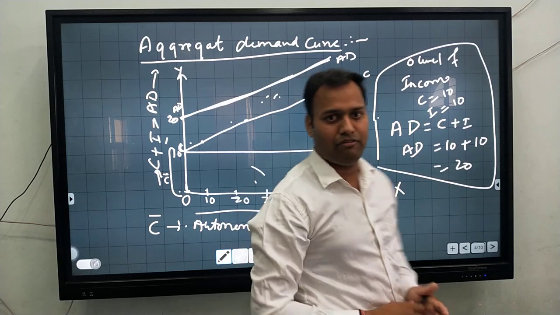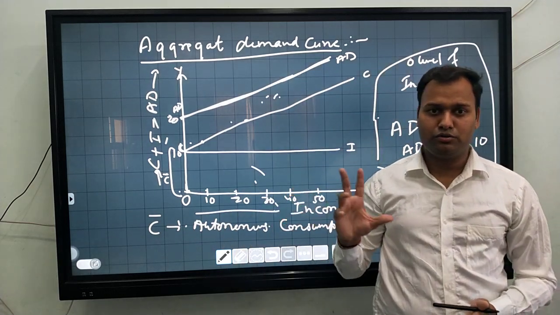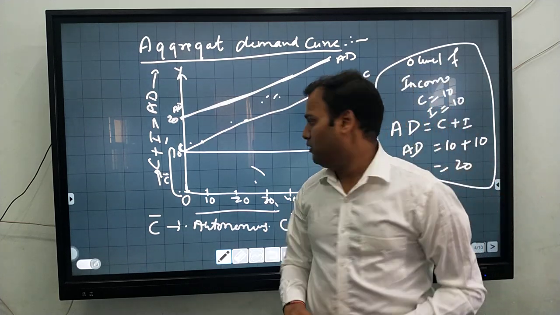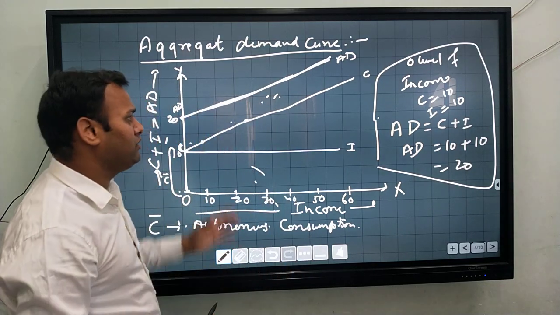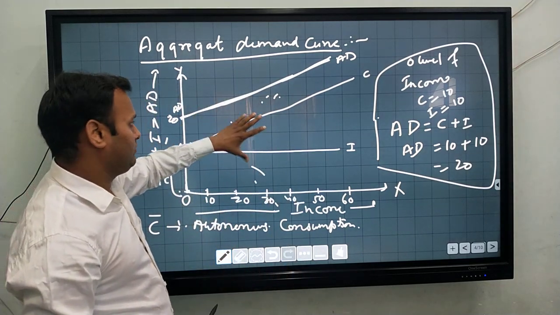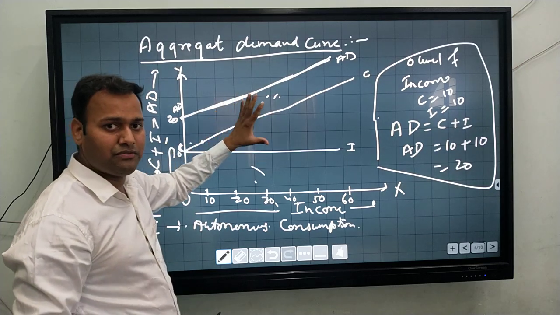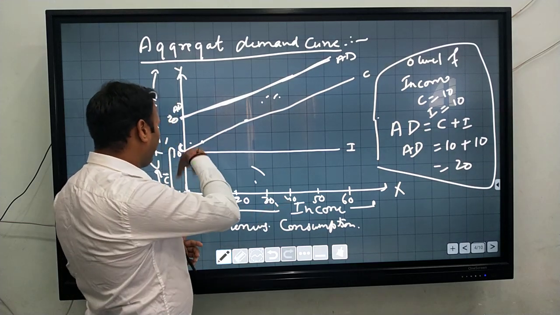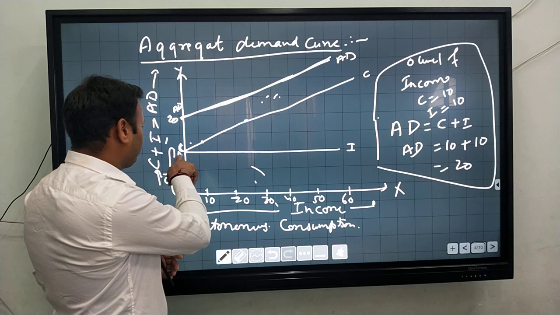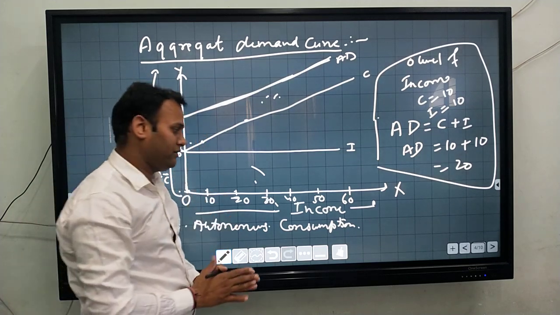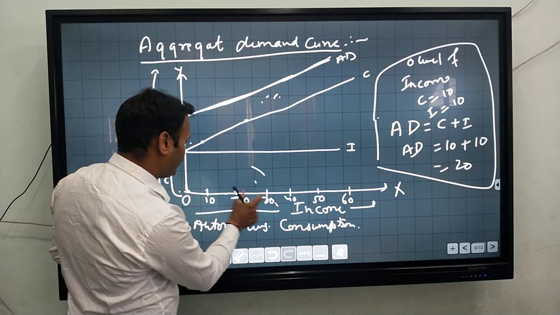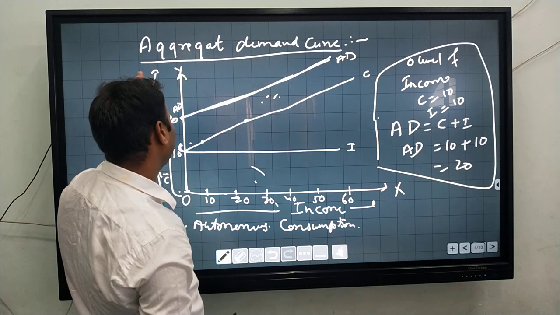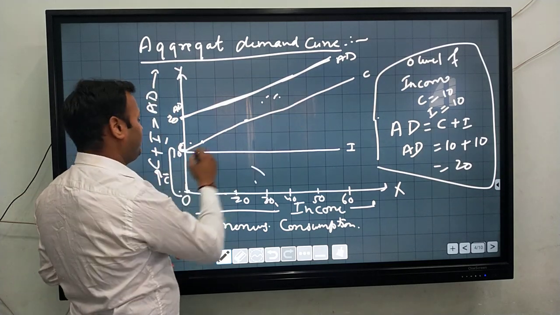Now this is the graph of aggregate demand. So there are two concepts over here, the aggregate demand schedule and the aggregate demand curve. You can take any example and solve the aggregate demand schedule as well as the aggregate demand curve, and plot according to the numbers. Now I have just roughly plotted here. For zero income, that is 10. Now you have to plot in your notebook by measuring the things: 10, 10, 20, 30, 40, the income level as well as the aggregate demand, consumption and investment.